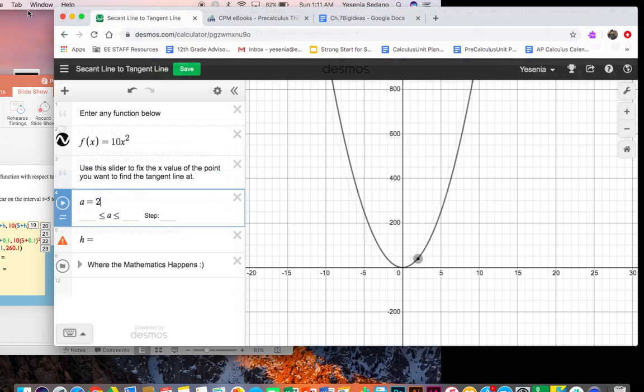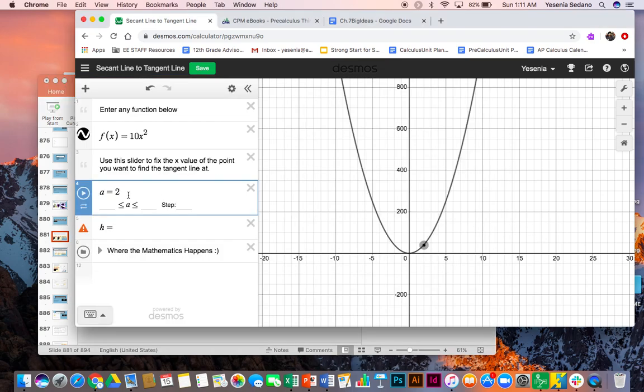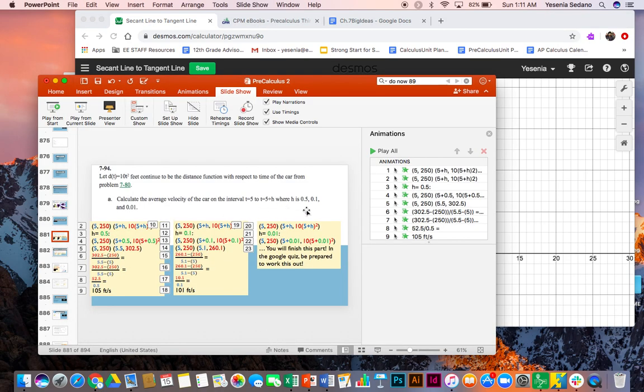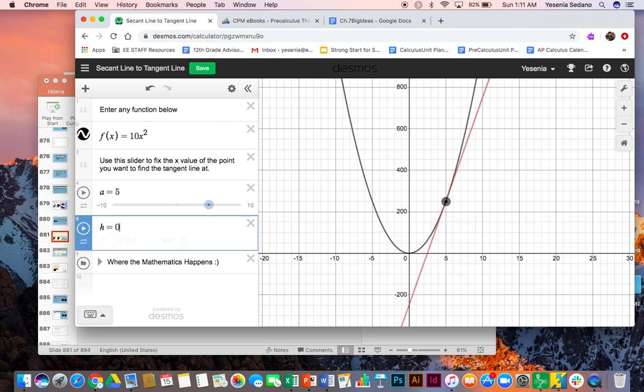So let me look back at my problem. The point in question seems to be t equals 5. So that means t equals 5 seconds in this problem. So we're going to take a look at when time is 5 seconds. And then we initially had that h was 0.5. So h is 0.5.